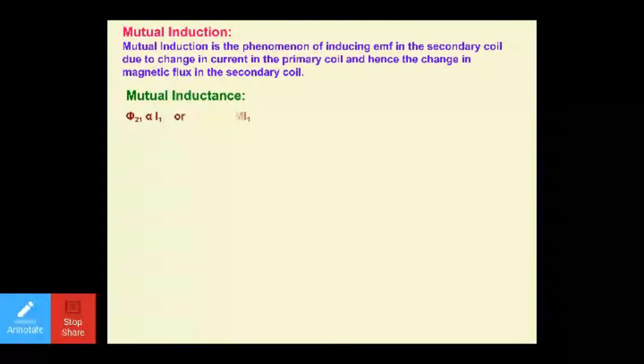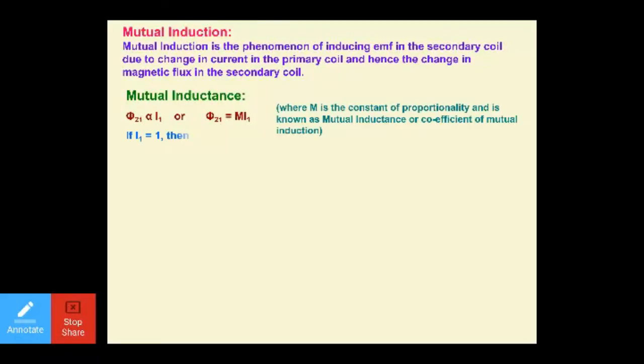Furthermore, for mutual inductance, changes happen in the primary, that is 1, and are experienced by 2, that is the secondary. So I'm writing here phi 21 is directly proportional to I1. It means current is flowing in the primary, that is I1. So phi 21 is equal to M I1, where M is the constant of proportionality and is known as mutual inductance or coefficient of mutual induction.